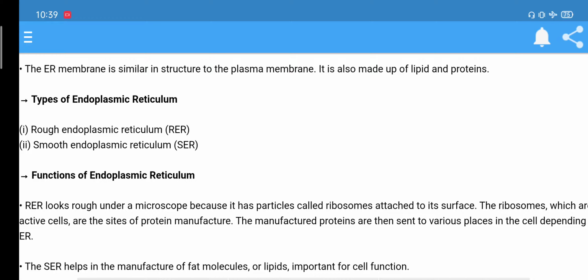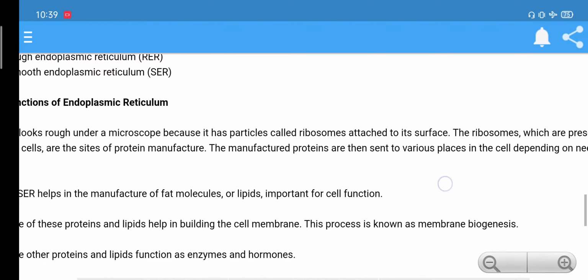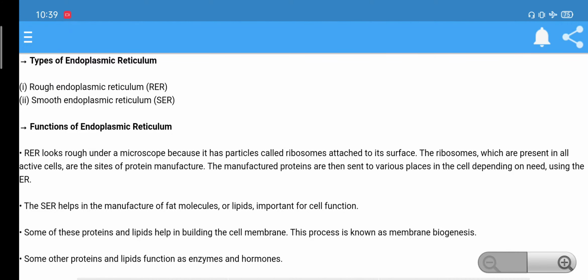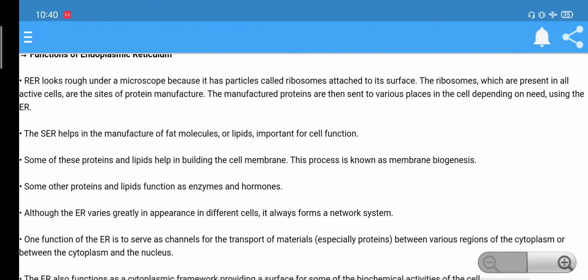The rough endoplasmic reticulum looks rough under a microscope because of particles called ribosomes. So you have to learn what ribosomes are. The particles attached to the surface of the endoplasmic reticulum are called ribosomes. Ribosomes, which are present in all active cells, are the sites of protein manufacture. So ribosomes are the protein manufacturers. Manufactured proteins are sent to various places where the cell needs them using the endoplasmic reticulum.